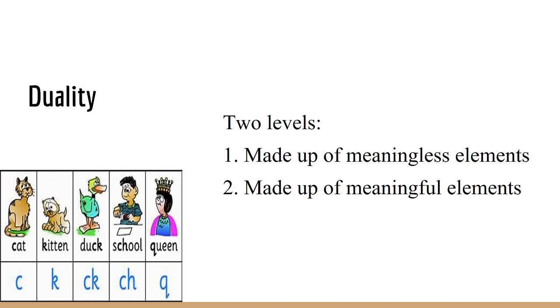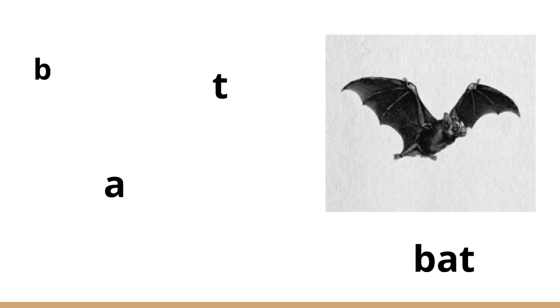For example, if we go to the first level, ba, a and ta, they are separate sounds, and when they stand alone, they do not produce any meaning, or in other words, they are meaningless. But when combined, we get bat, which is a meaningful word.